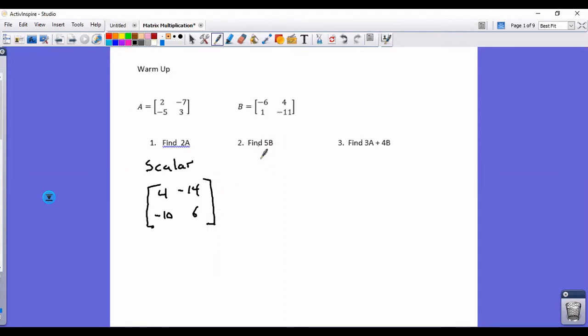On your paper, try 5b. I'll give you that. When you do a scalar multiplication, it will not change the dimensions of a matrix. Both of those are 2 by 2 matrices.